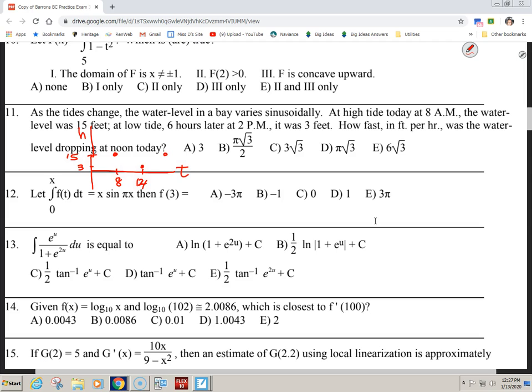Anybody think that maybe they needed to go back to pre-cal a little bit? They were asking how fast in feet per hour the water level was dropping at noon. So noon would be somewhere in between, specifically where in between? What was it? 8? 4?